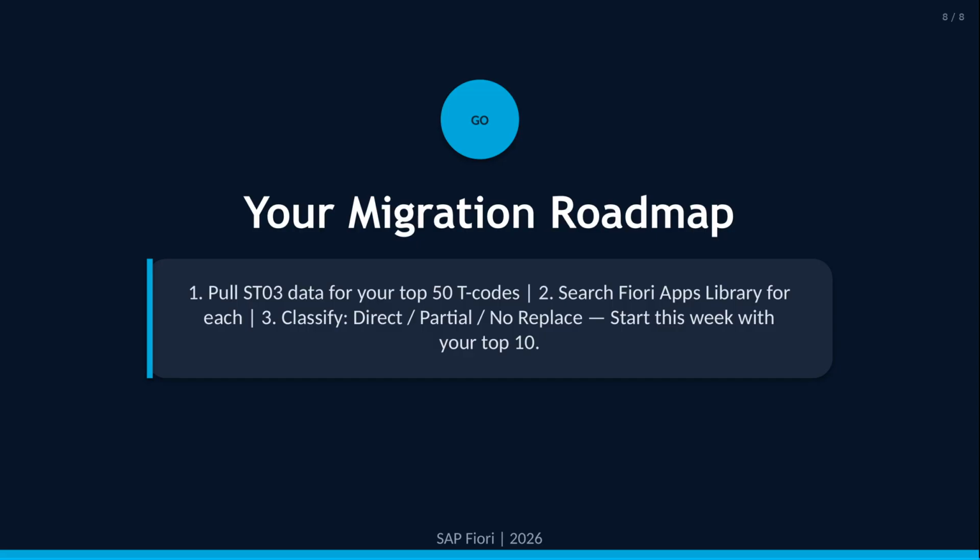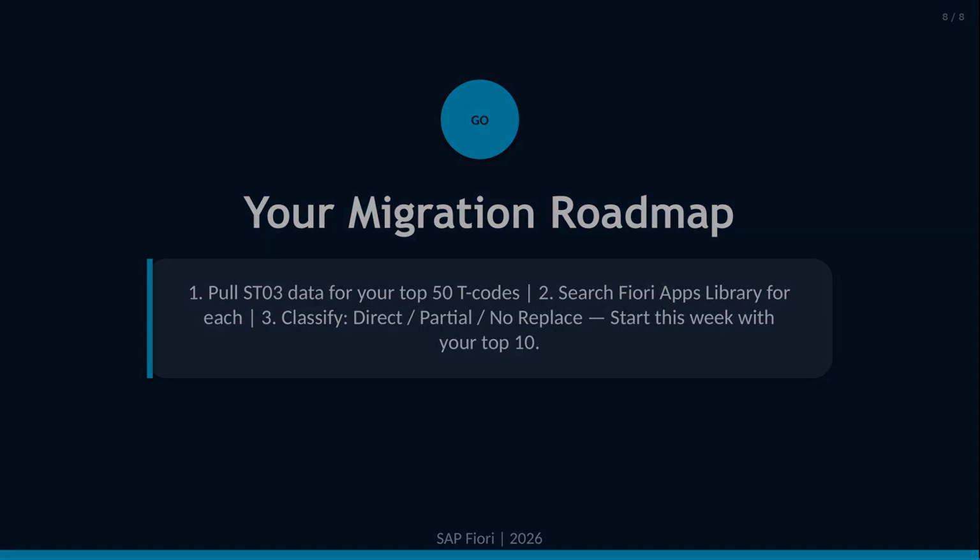Migration: execute in 3 waves, approvals and self-service first, then core transactions, then everything else. Use hybrid GUI in Fiori for transactions without native apps. Each wave takes 4 to 8 weeks. Optimization: track adoption, train laggards, create champions, and collect feedback. Start your assessment this week. Pull your transaction usage data from ST03 and search the Fiori Apps Library for your top 10. That one step gives you the clarity to plan the rest.